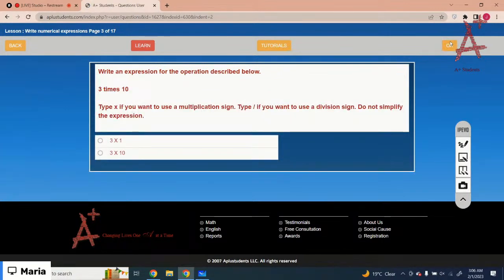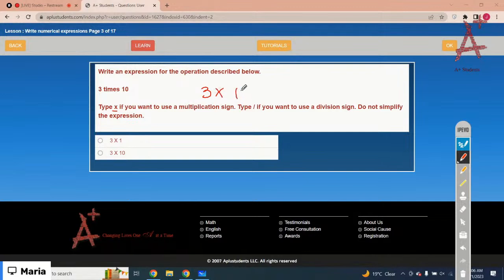Okay, write an expression for the operation described below. 3 times 10. You have to type this sign, type X, like a cross for the multiplication. So 3 times 10, times means you have to multiply, so you can just write it down like this, 3 times 10. That would be option number 2. Got it?